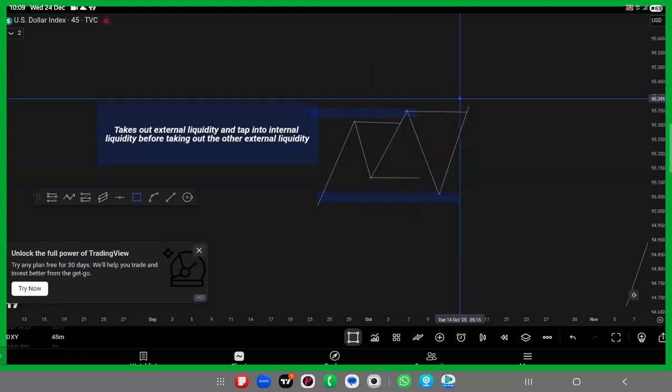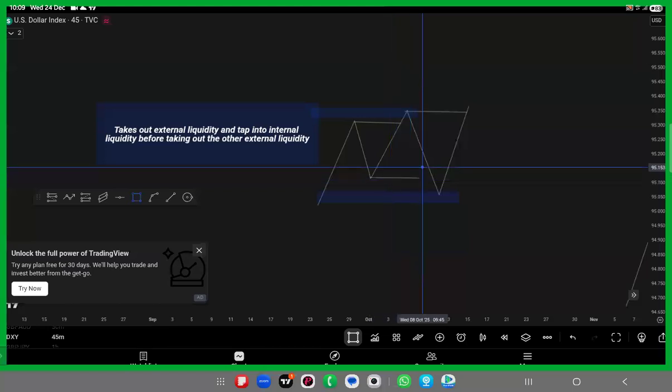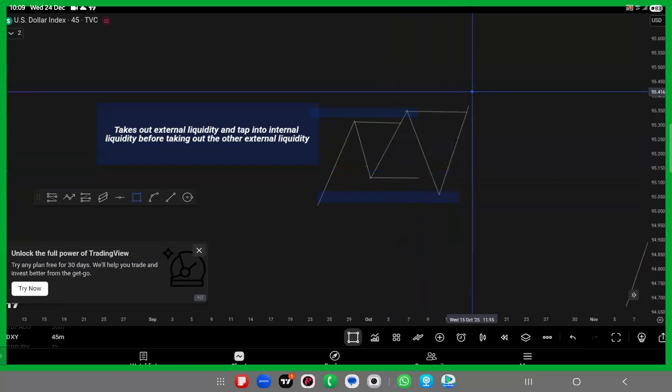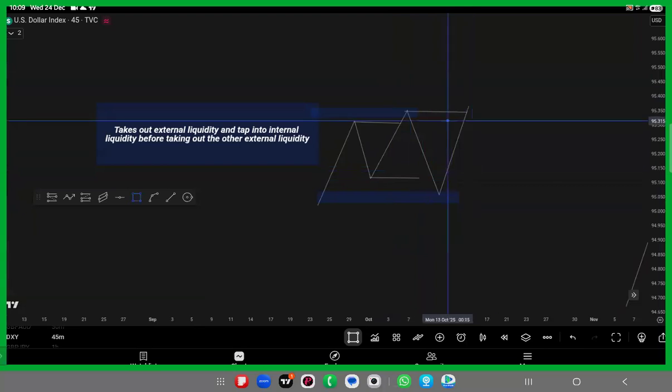All right, so it will take out sell side liquidity here, then tap into internal liquidity before taking out the other external liquidity. That's because your smart money guys do not just rush blindly into the market, because if everyone is buying, there will be no sellers in the market. With that being said, they need to make some people let go of their holdings in that particular market, make them start selling. And remember, when you hit stop loss when you are buying, it means that you have sold off.